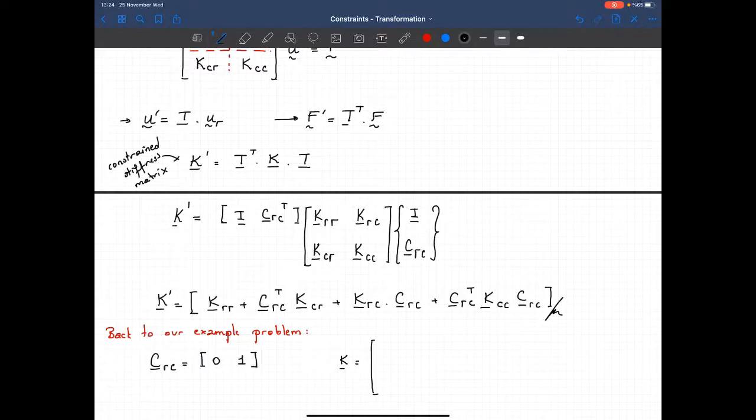Now let's write the K matrix here. I got 2K, minus K, 0; minus K, 2K, minus K; 0, minus K, and K. Okay? So I'm partitioning this matrix. That's KRR, KRC, KCC, and KCR.